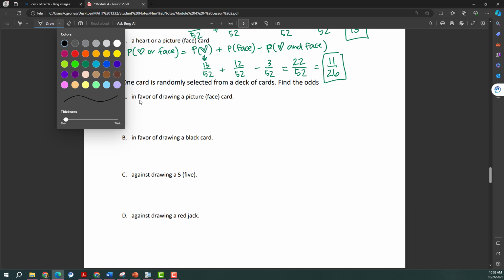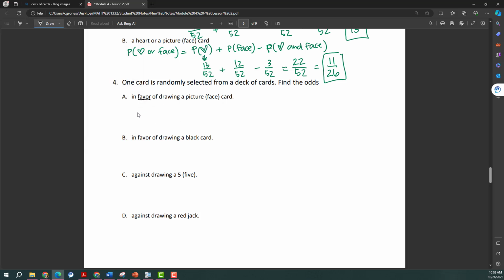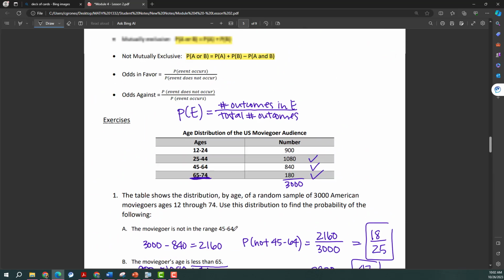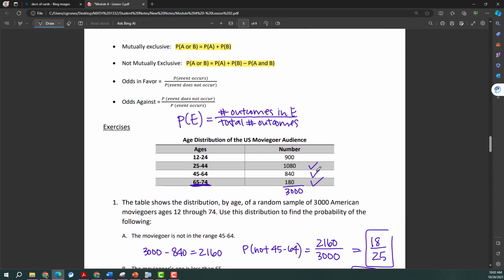Okay. So whenever we have in favor, instead of a fraction, we're going to do it like this. Because you don't do odds as a fraction. You don't do it as a probability.